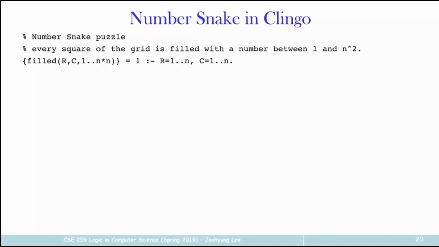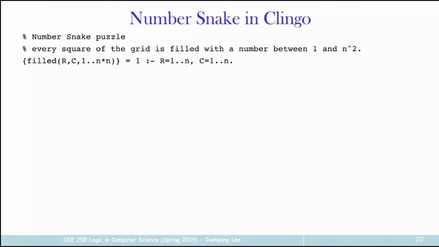So what do we do? The first line is the generate part. Here we have R and C that goes from 1 to n. And then we have to place the numbers 1 through n square, but you have to use exactly one number from 1 to n square. By now this should be familiar to you.